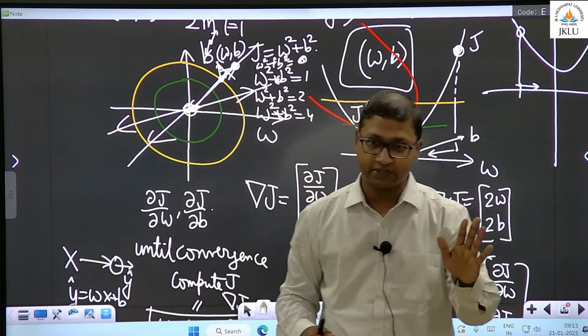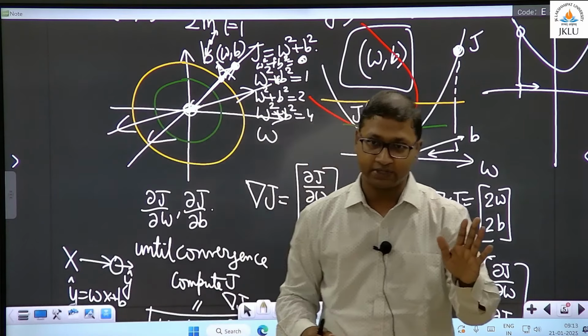Right? Let us start. Compute J. What is J? You have that value of J, right? Just plug in the values of W and B, right? Because it's a numerical method, you will start from somewhere. So just plug in the values of W and B. You get a value of J in that particular equation. Fine. What next?